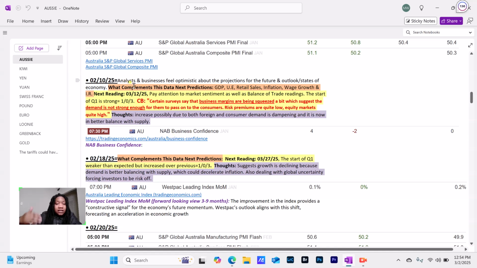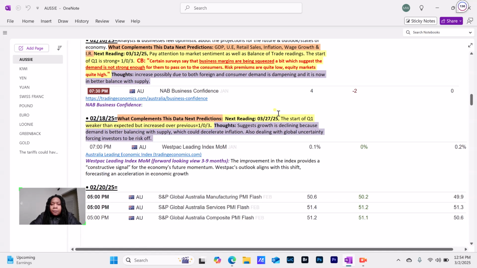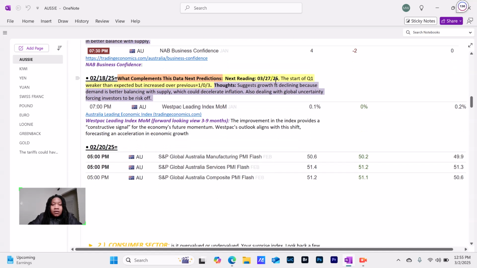And what this reading deals with is how analysts and businesses feel about the projections for the future and the outlook of the economy. And it was pretty strong, but I wonder why. So I'm going to keep monitoring this, right? And possibly, again, because both foreign and consumer demand is dampened and is now in better balance with supply, that's possibly the reason why they said that. Because now they're able to keep up with supplying, right?